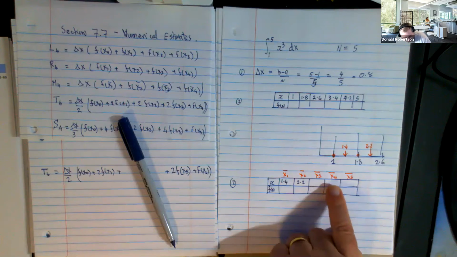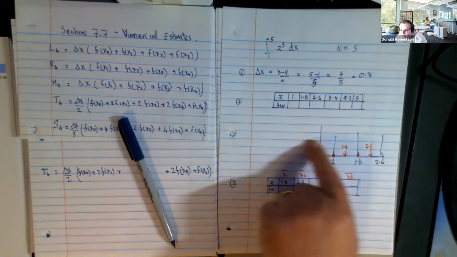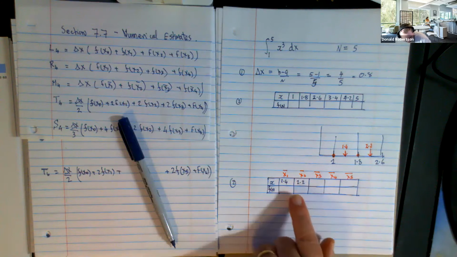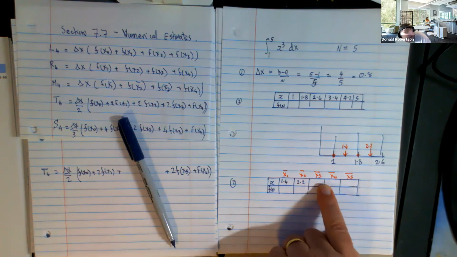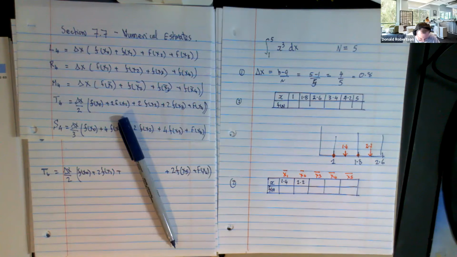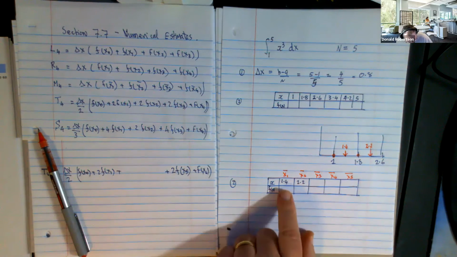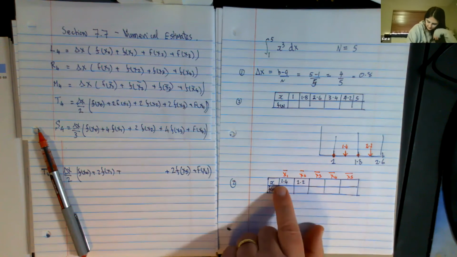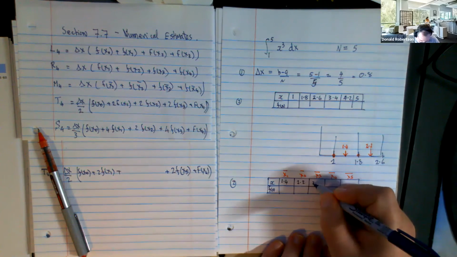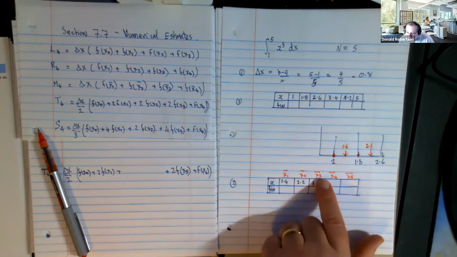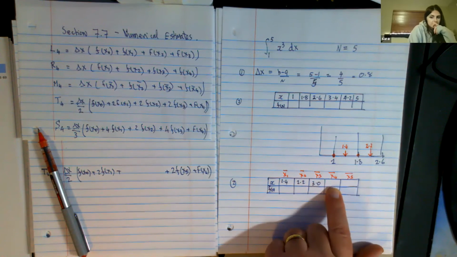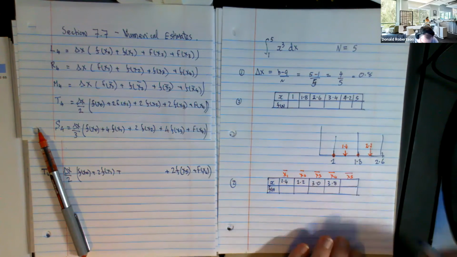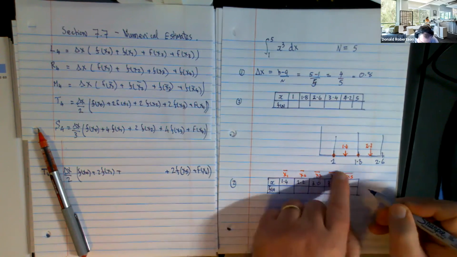What do you think the next 3 numbers are going to be without me drawing all this picture and adding and halving and doing all sorts of stuff? Just looking at these two, you should be able to have a good guess at what the next one is. 3. Yeah. And what's the next one? 3.8. And the last one then? 4.6.